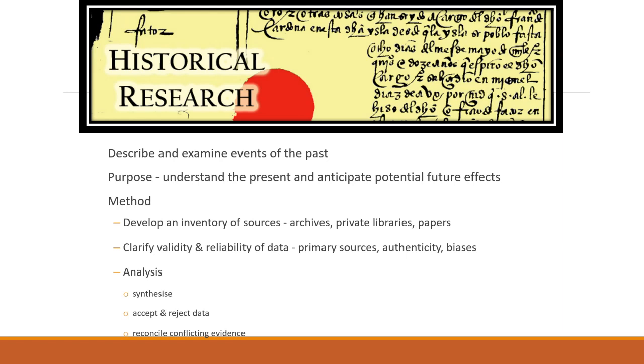Those who are in history, for example, would know if you're conducting this kind of research, it's what one would be interested in. You're interested in describing and examining events of the past, right? The purpose is to understand the present and anticipate potential future effects as well. So what is it that the past is teaching us? What is it that we can learn from history so that we hopefully don't repeat some of the mistakes of the past, or we can avoid some of the things that happened in the past that might likely happen again? So understanding these can assist us to be able to anticipate the future.